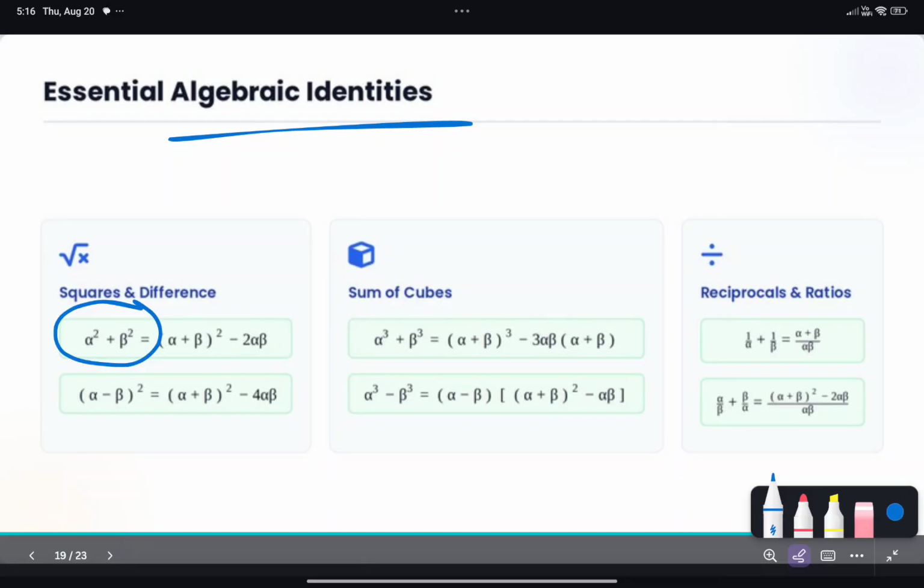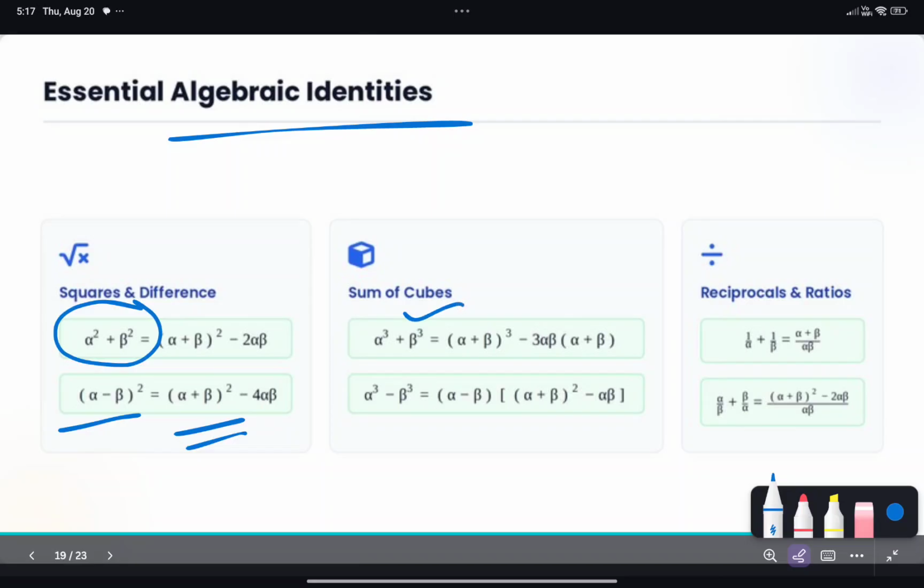Alpha minus beta whole square. In the same way, alpha square plus beta square plus 2 alpha beta minus 4 alpha beta. There is a minus 4 alpha beta, and we have plus 2 alpha beta. Minus 2 alpha beta plus 2 alpha beta cancel. There is a minus 2 alpha beta only. When you expand alpha minus beta whole square, you get the same answer here also.